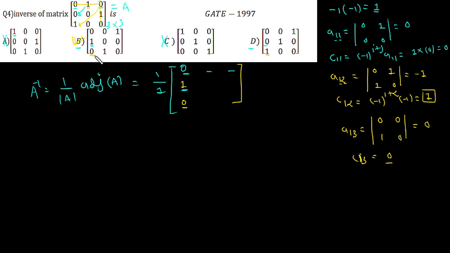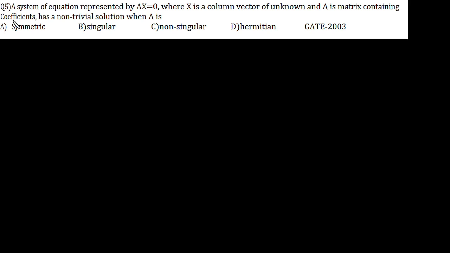Okay, now let's move to the next question. Question 5 says a system of equations represented by AX equal to 0. We have a system of equations which is represented by AX equal to 0. Here it is given that x is a column vector in the form of variables and A contains coefficients. Here A is the coefficient matrix. So they are asking what is the condition that this coefficient matrix A should satisfy such that the system has non-trivial solutions.